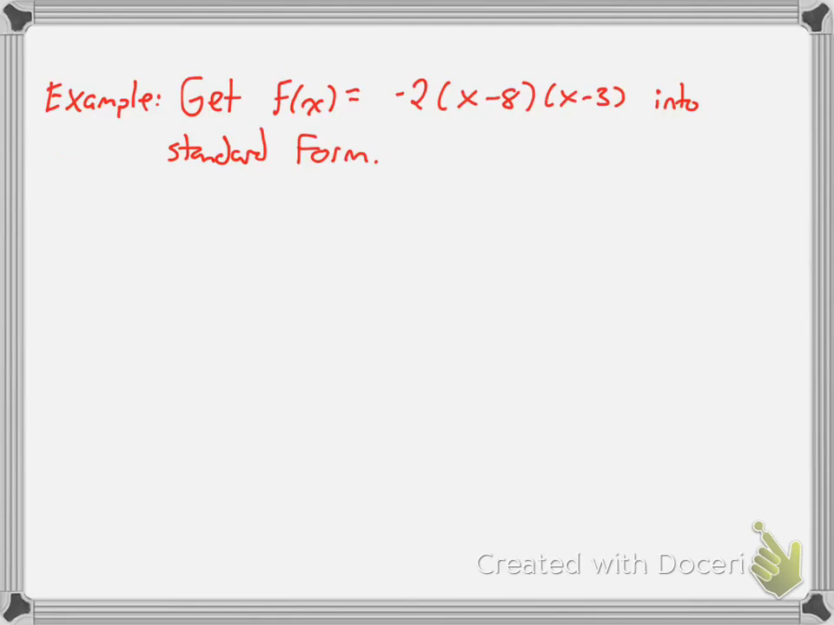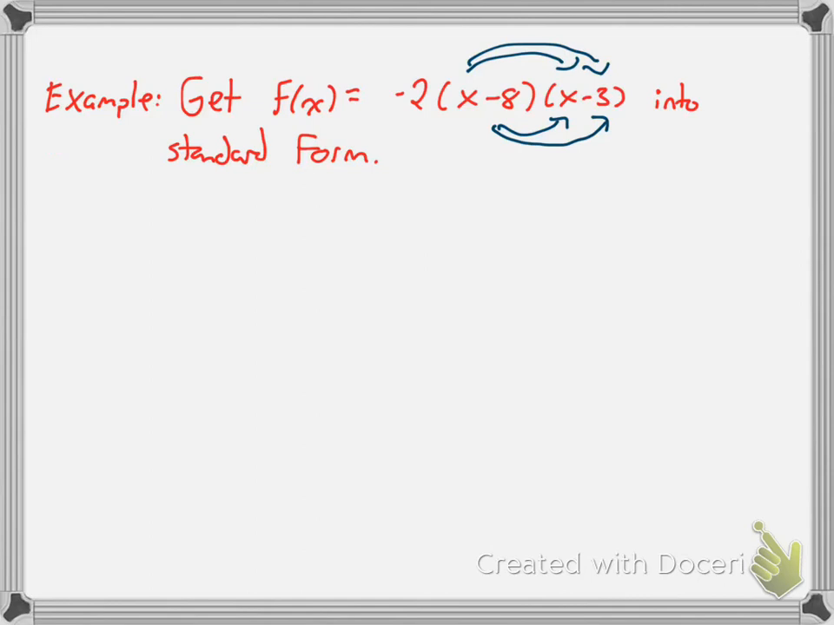The last thing we're going to talk about today is FOILing, just a quick recap of that. Let's say I have the equation f of x equals negative 2 times x minus 8 times x minus 3, and I want to get it into standard form. So what I need to do is multiply everything out because I don't want any parentheses. I want to multiply everything and combine like terms. The only thing that I think would maybe trip people up is you see the negative 2 in front. What I would recommend doing is FOIL everything first, and then deal with that negative 2 at the very end.